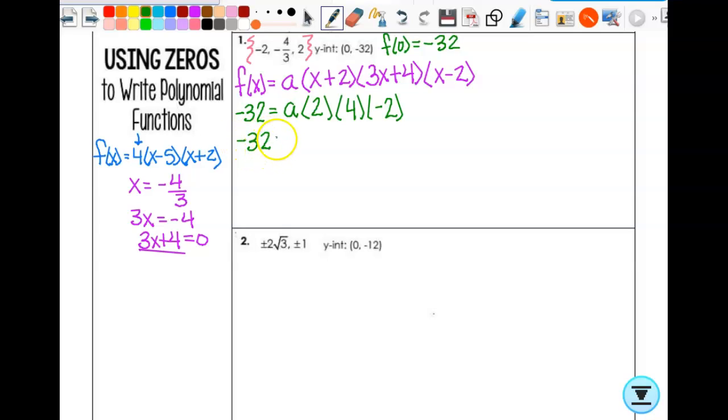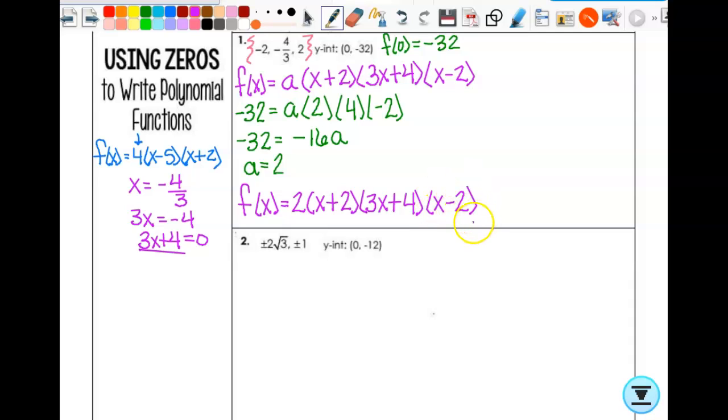So then I clean this up. Negative 32 equals, I know this will be negative: 2 times 2 is 4, 2 times 4 is 8, times 2 is 16. So I get negative 16a. That means that a is equal to 2. So then I can write my function: f of x equals 2 times x plus 2 times 3x plus 4 times x minus 2. This is my function.